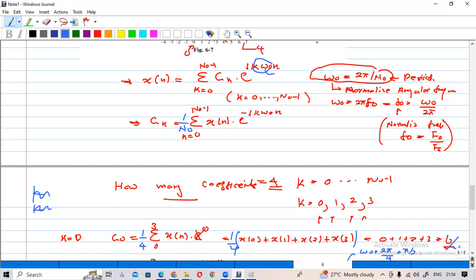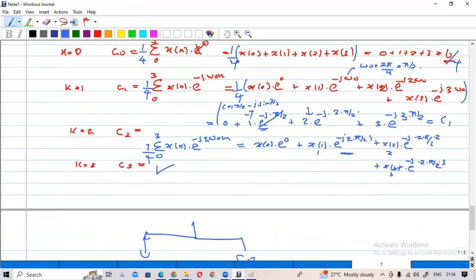So for a non-periodic signal, this will look like a continuous value. The number of harmonics will be a continuous value. So it is normally represented as omega, not k omega naught. These are discrete values, and that is omega, a continuous value.